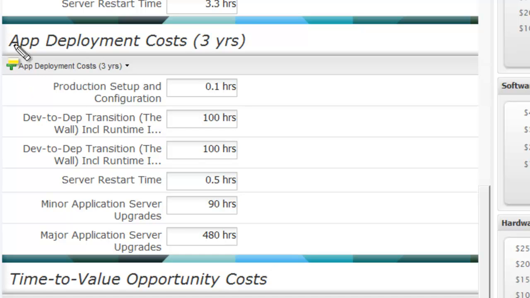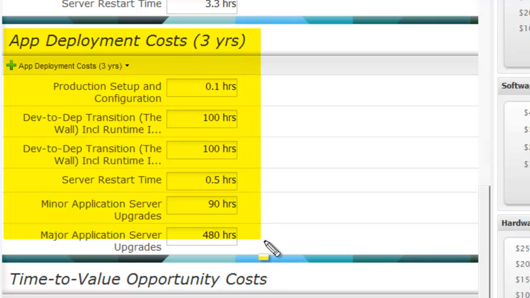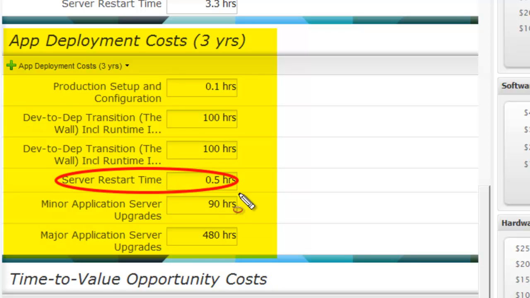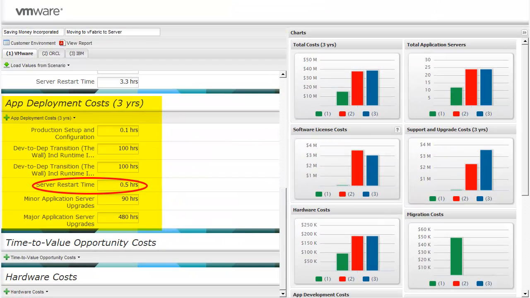Application deployment. These are operations costs. We need to set up test, QA, and production environments. Configure these for failover, disaster recovery. Once the system is up and running, we look at factors such as dev to production transition times, the time it takes to restart a system, the time it takes to patch or upgrade an existing system.